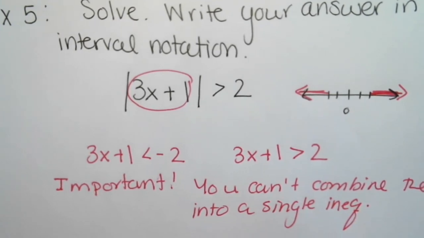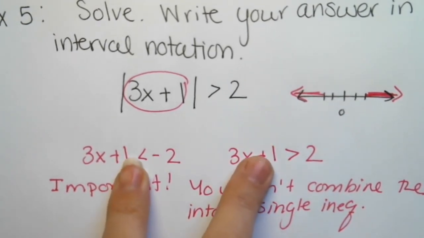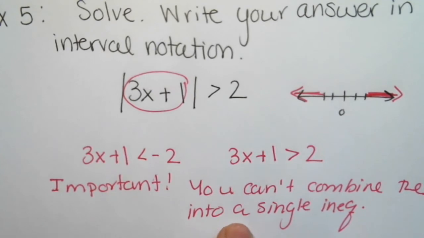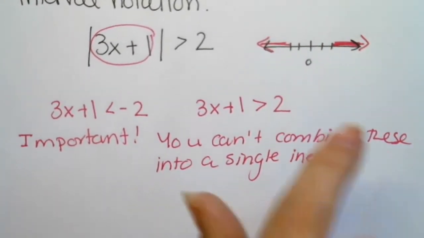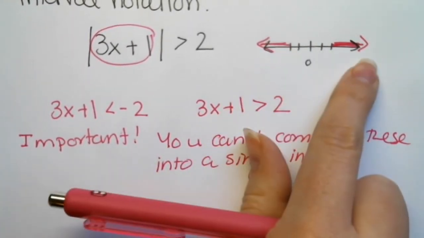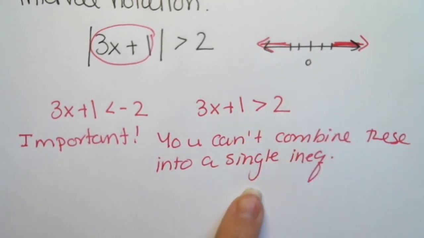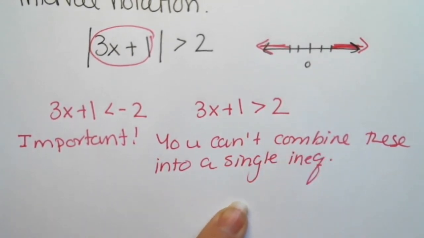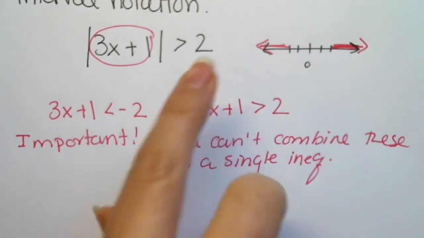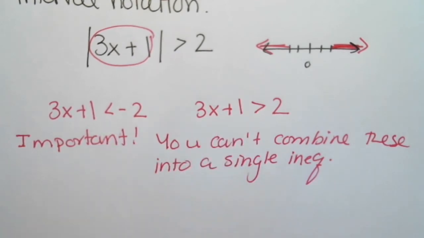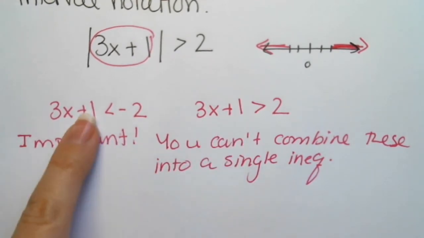Okay, it is just not possible to combine these two inequalities into a single inequality, and it's because of what you see here. There are two disjoint parts of this, so you can't combine them into a single part. Before we were looking at a single part, so we had a single inequality. Here you have two different parts, so you need two different inequalities. So let's go ahead and solve them.